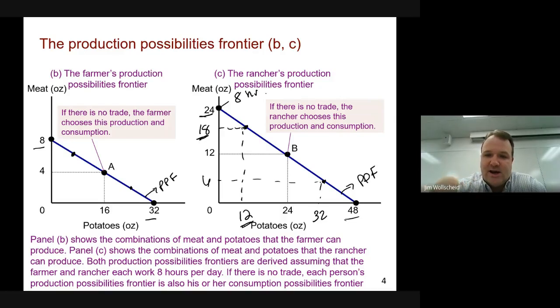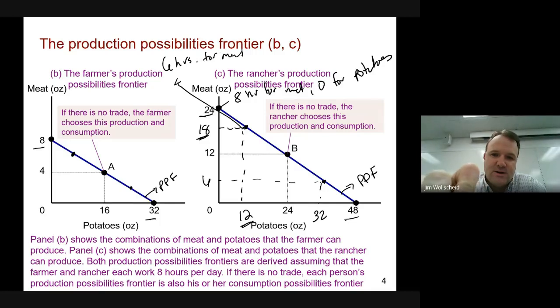So here, 8 hours for meat, 0 for potatoes. Here, it would be 6 hours for meat, and I devoted 2 hours for potatoes. So we just move along the table to solve for those. Okay, so all that does is just reallocate my 8 hours into different goods. We're not specializing here, we're just reallocating the time I have into different goods.